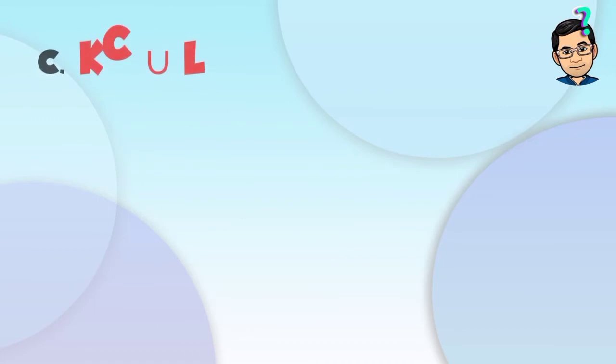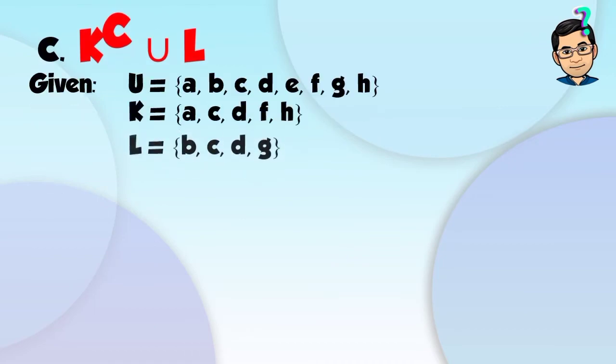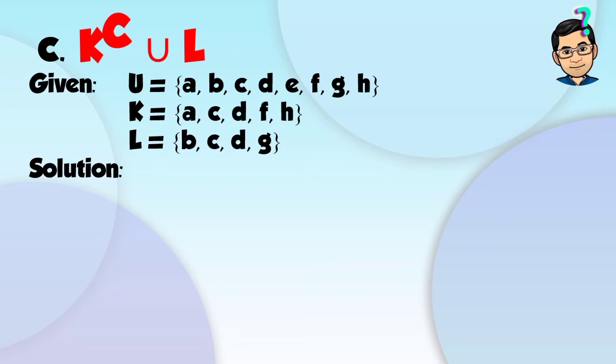So, for our third example, we have K complement union L. So, ang first na gagawin muna natin dito is to get the complement of K. After nun, tsaka natin ipo-perform yung union with set L. Okay. So, K complement equals, ayan. So, ito yung mga elements ng K. We have A, C, D, F, H. So, dito ko na lang isusulat yung K complement.